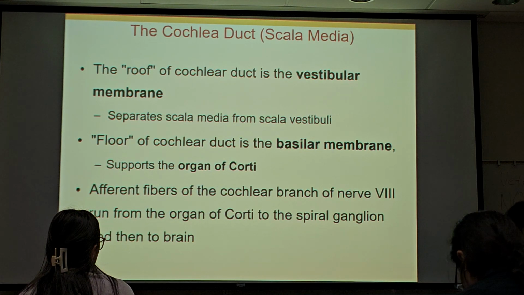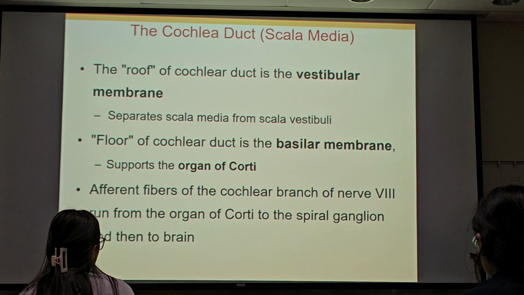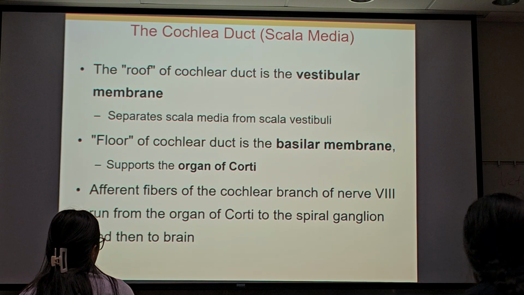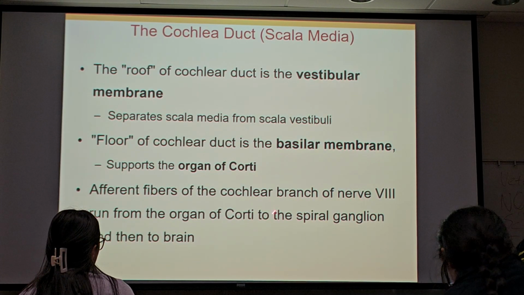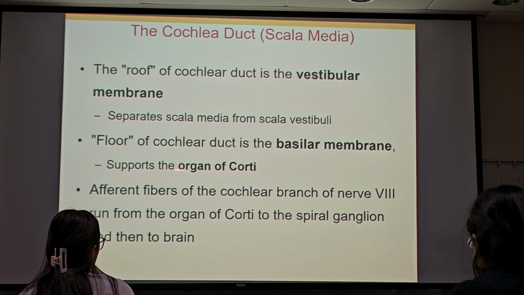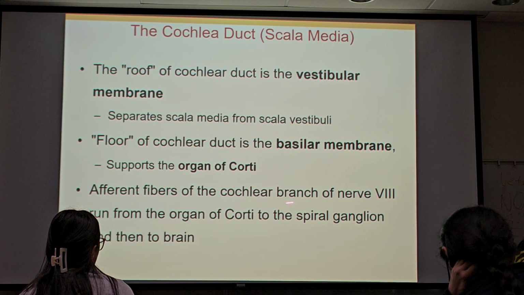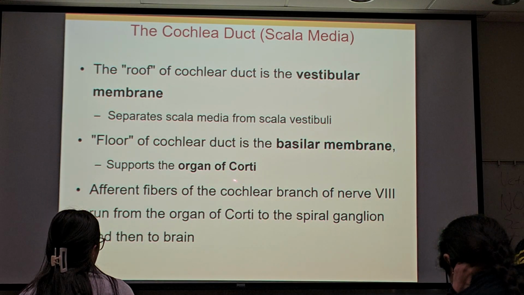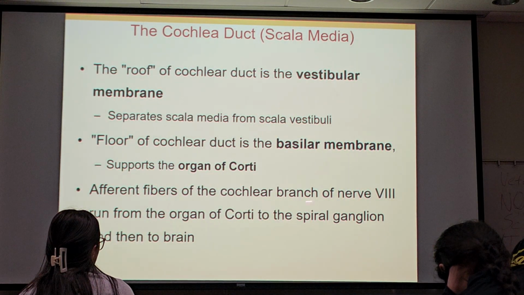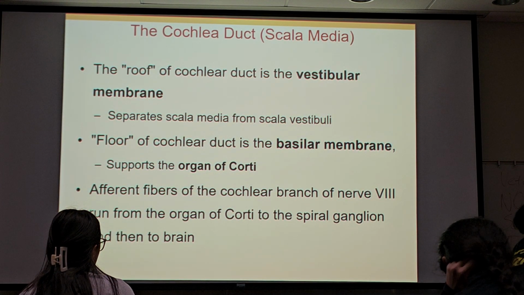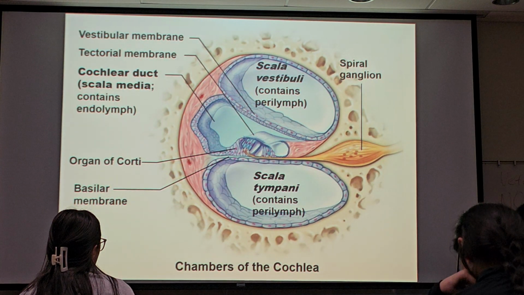All about hearing. This is where we're going to get branches from cranial nerve 8, the cochlear branch of the vestibulocochlear nerve, extending from the organ of Corti. So whatever happens in the organ of Corti is going to activate the cochlear branch of cranial nerve 8 and send information about what we're hearing to the brain.